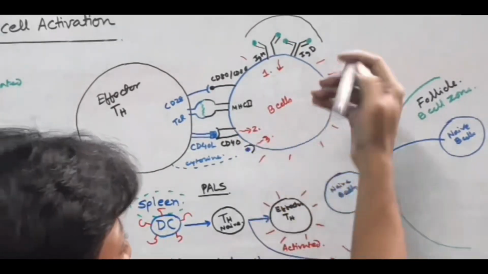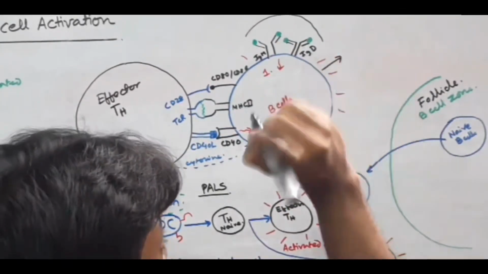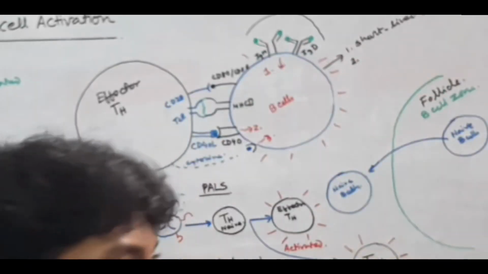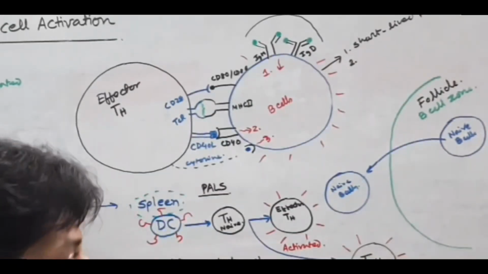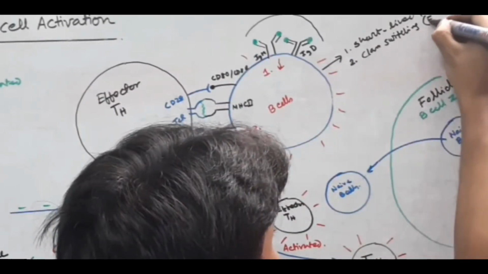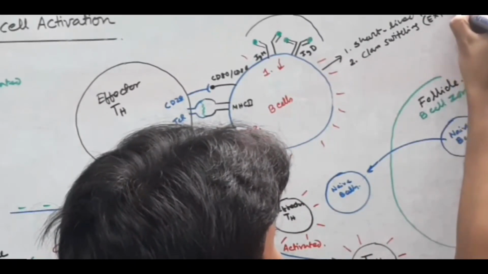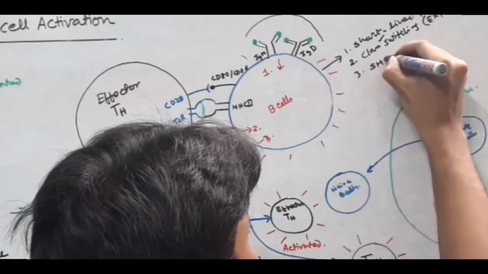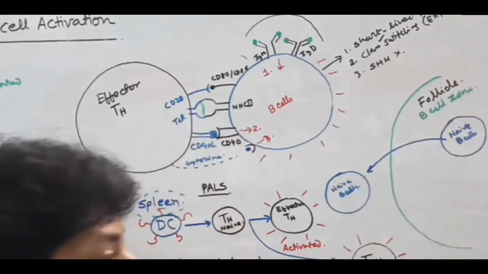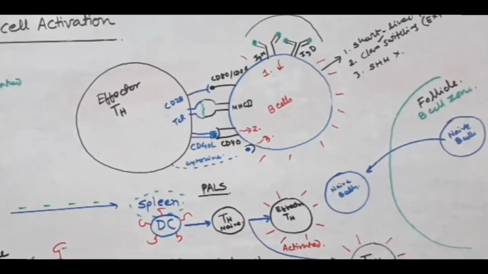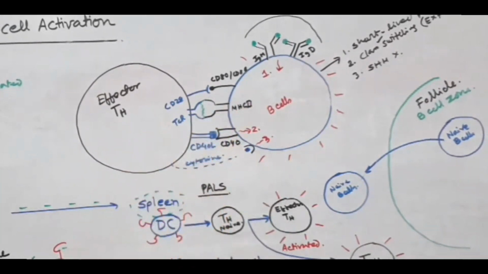When this B cell gets activated, at first it becomes a short-lived plasma cell. It starts to produce antibodies, different types of antibody, so class switching occurs, but the class switching is not extensive. And the third thing is that somatic hypermutation does not occur yet. So this is the first time the B cell gets activated by the activated T cells.